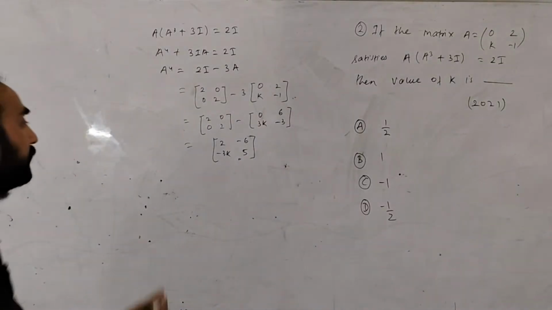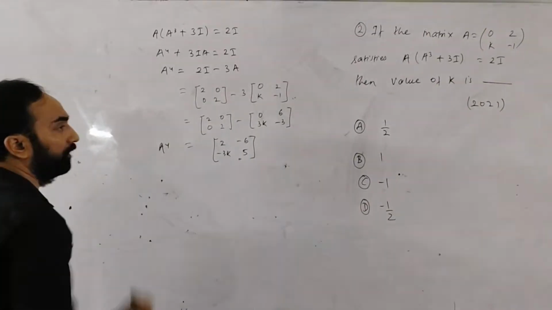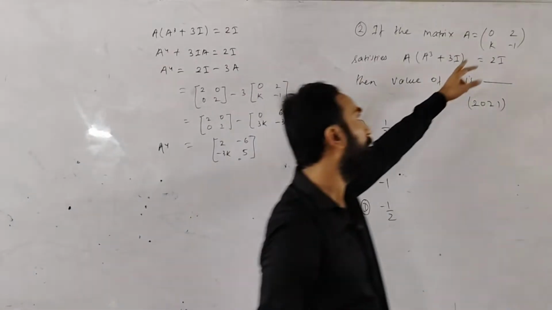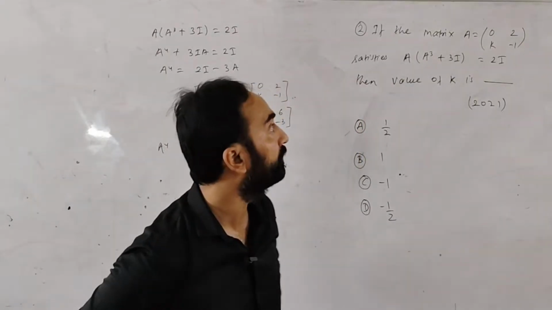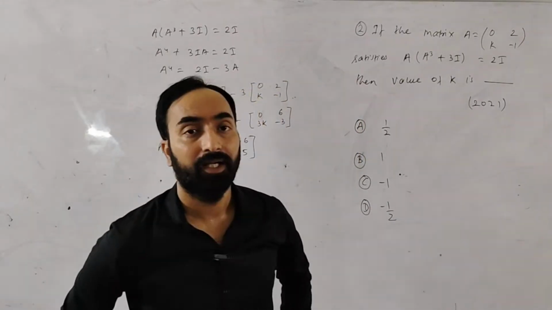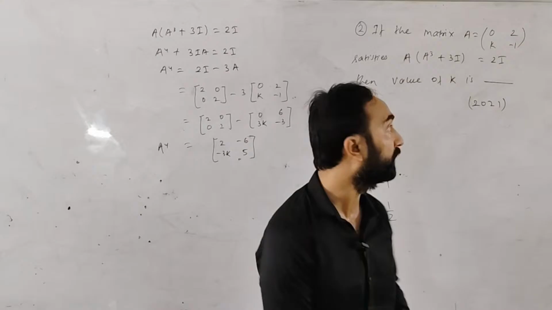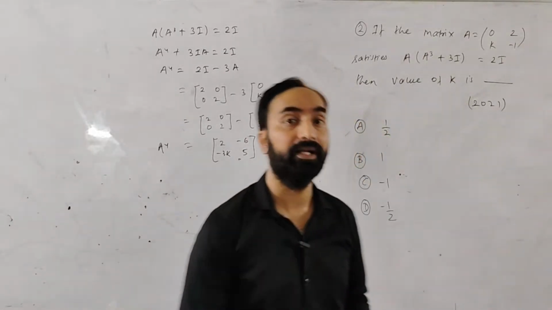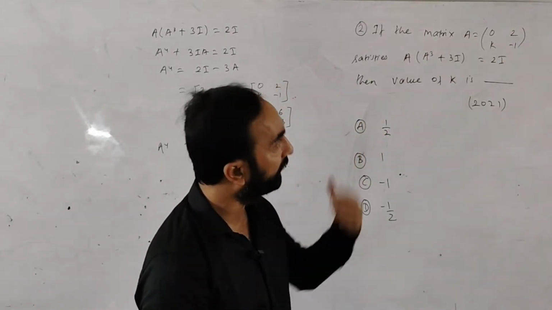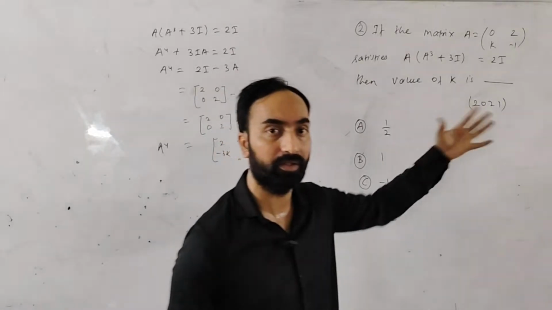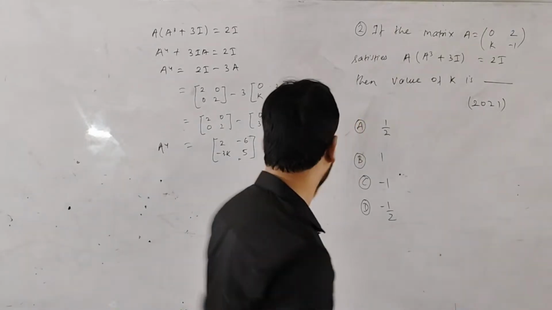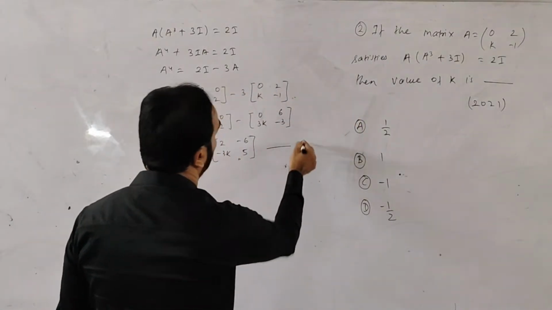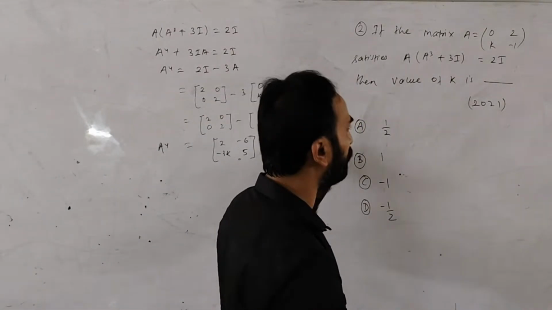This will be the value of A to the power 4. Now find A to the power 4 from here as well, because A is already given as 0, 2, k and minus 1. First we will multiply A with A, that will give us A square. After that we will multiply A square with A square, and then we will compare. I am holding this as equation number 1.